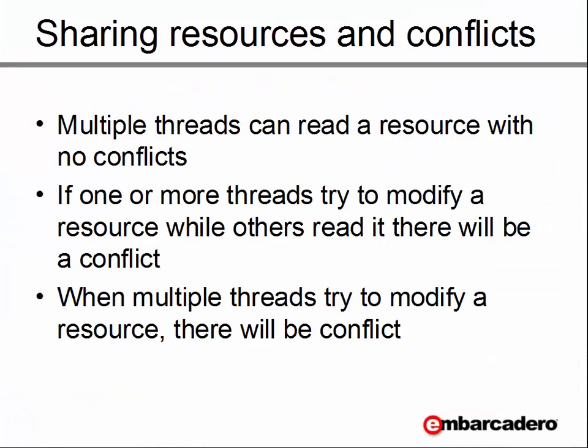We already saw examples of using locks in our applications. The next question is when we need to use those locks. When multiple threads read from a resource, there is no conflict and there is no need of locking. If one or more threads try to modify a resource while other threads are reading the resource, there is a conflict and we need to protect the resource. When multiple threads try to modify a resource at the same time, there will be a conflict.